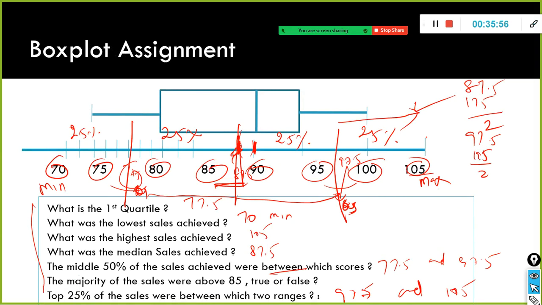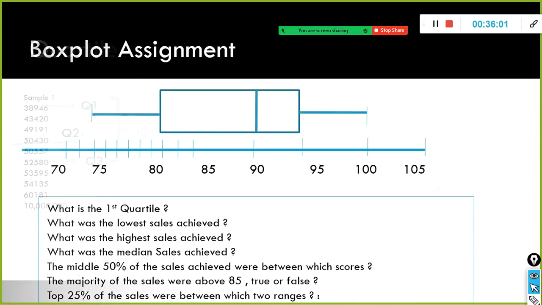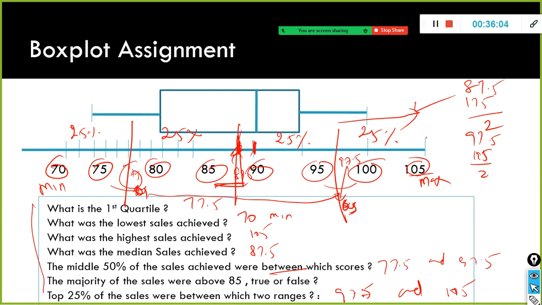What is the difference between standard deviation and the percentiles? Standard deviation tells us how far the values are above the mean or below the mean. That's all. But if somebody is asking you in which quarter the values are falling, what values are falling in which quarter, then quartiles and percentiles are very much helpful.